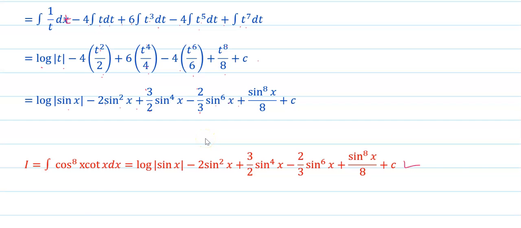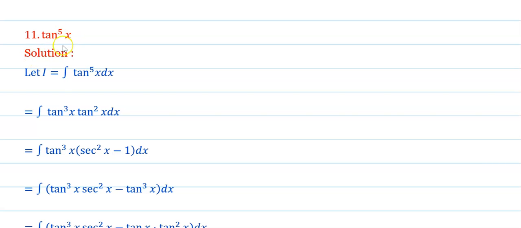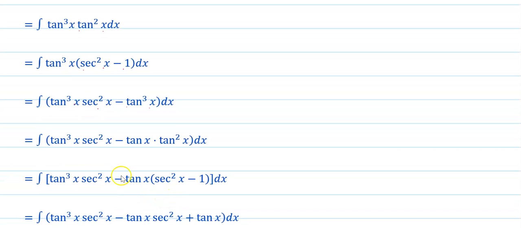Now the next problem. Problem number 11. Integral of tan x raised to 5. Now tan x raised to 5 can be written as integral tan cube x into tan square x into dx. Again tan square can be written as sec square x minus 1 into dx. Now see this problem. Therefore, integral tan cube x into sec square x minus tan cube x into dx. Again here, integral tan cube x into sec square x. Again this tan cube can be written as tan square x into tan x. Again this tan square x is written as sec square x minus 1 into dx.